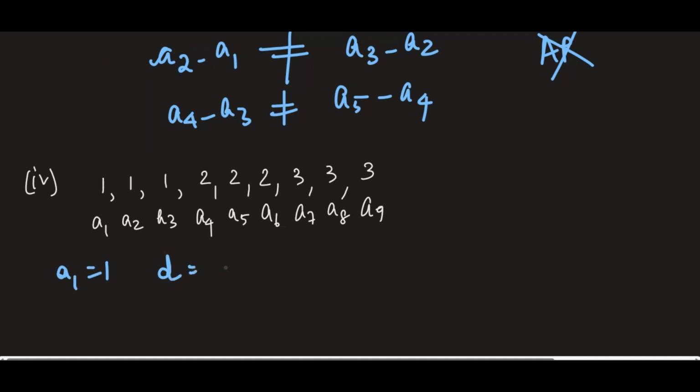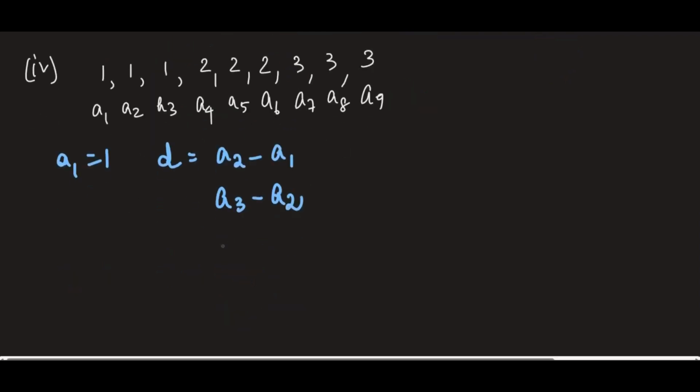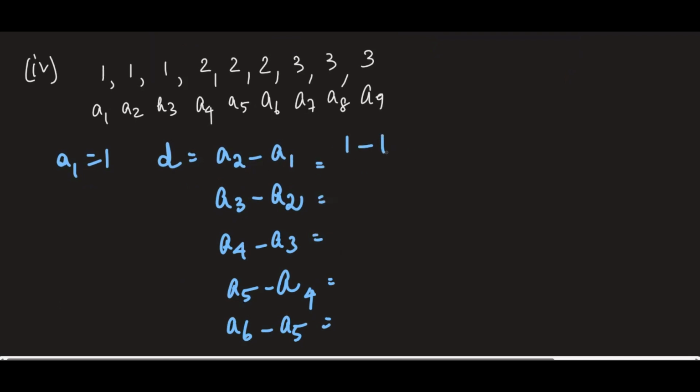Now let's find D. So D will be A2 minus A1, or A3 minus A2, or A4 minus A3, or it can be A5 minus A4. We'll add one more thing also, or A6 minus A5. What is A2 here? So A2 is 1. So 1 minus 1 is equal to 0. Okay, now what is A3? So A3 is again 1. 1 minus 1, again this is 0.